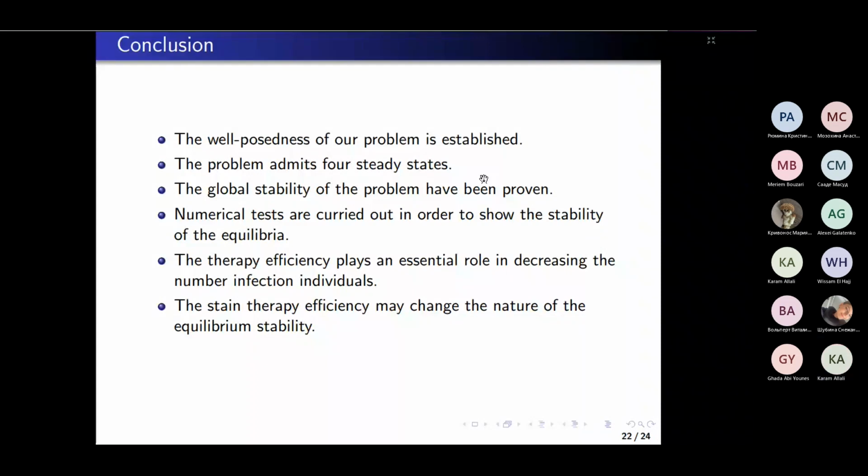For example, if we change one parameter, one equilibrium loses its stability, and the other equilibrium becomes stable. I think it's a kind of bifurcation: if you change one parameter, the nature of the equilibrium stability changes. So they can be taken as key parameters, like eta 1 and eta 2.